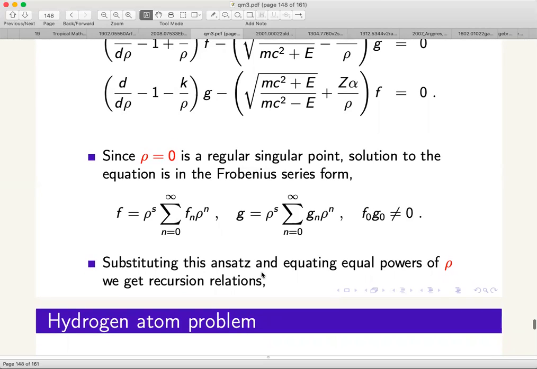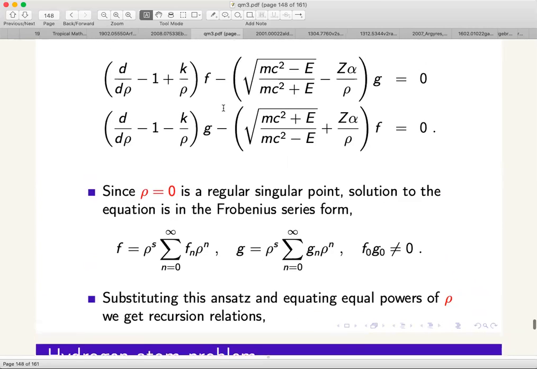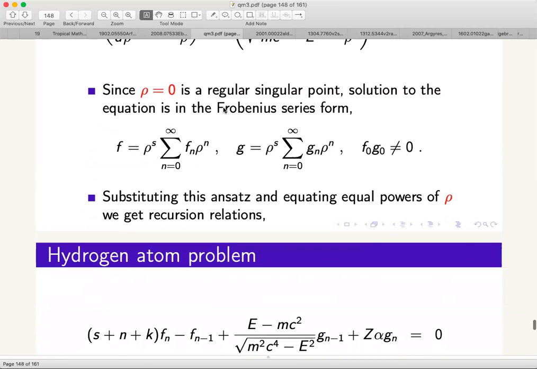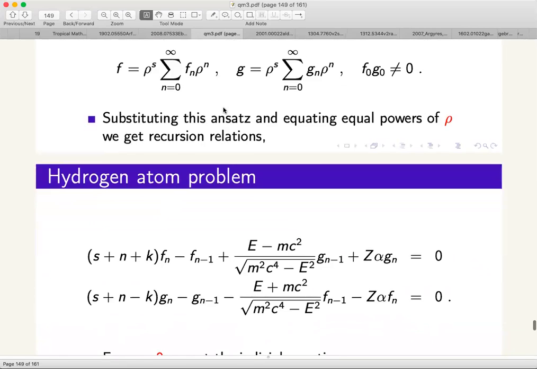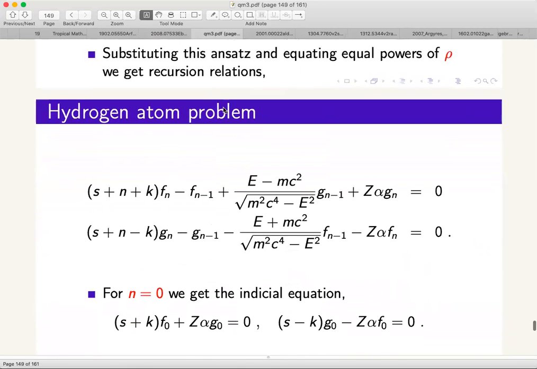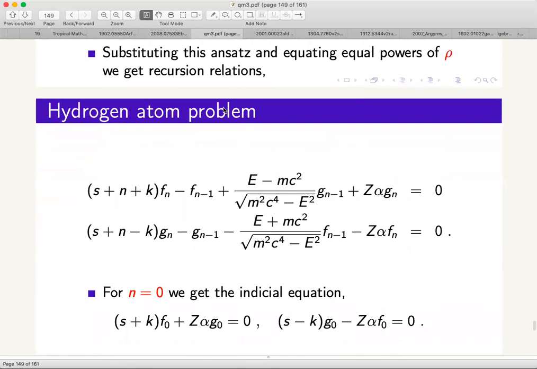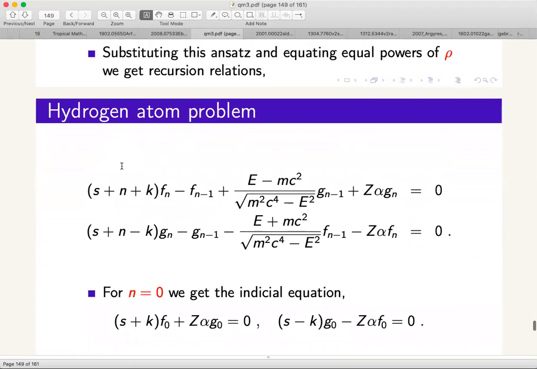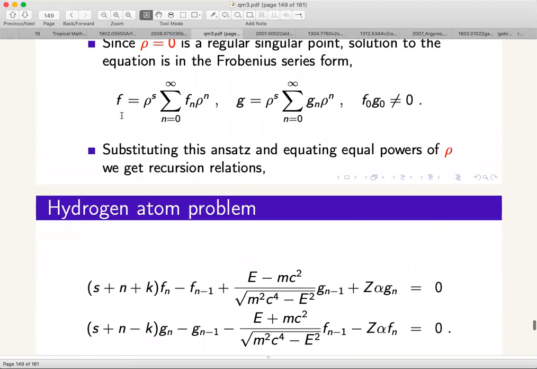So what we'll do is we'll assume this form, plug it into these two equations, and look at what we get. Okay, so if you do that, you get these two equations. It's a bit of a mess, but nevertheless, you can check this. Fine. So first of all, if you wanted, you could have just taken this rho to the s inside, and you could have written this as rho to the n plus s.